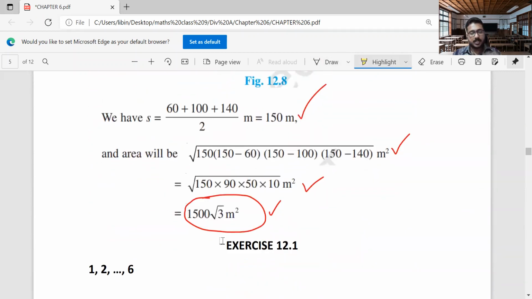Now, by this example, we have finished that section, and you have exercise 12.1 as your homework. Only 6 questions are given as homework, and you can directly apply Heron's formula in each of these questions. Just find the length of each side of the triangle and directly apply Heron's formula. There is nothing difficult here. So I think this part is enough for you today. All of you learn by heart the Heron's formula, and in our next class we will deal with some more practical applications of Heron's formula.